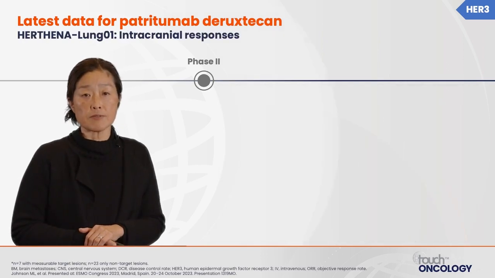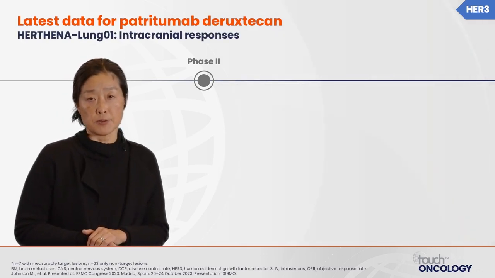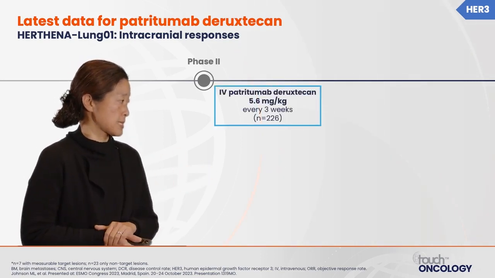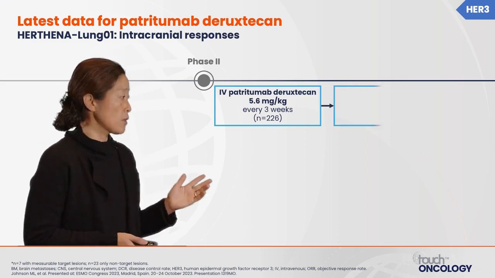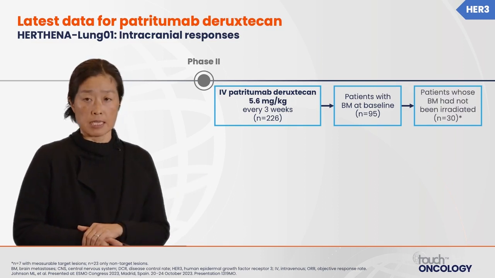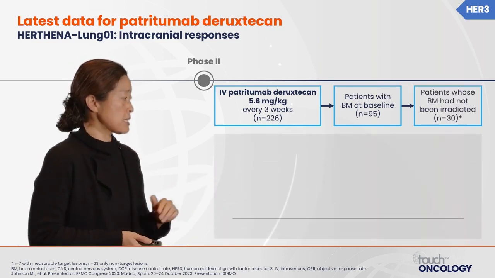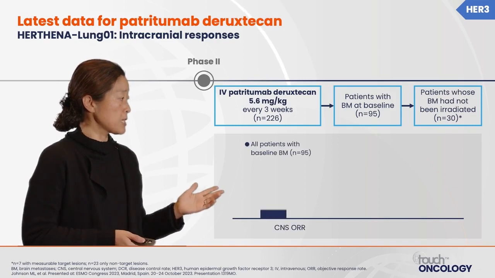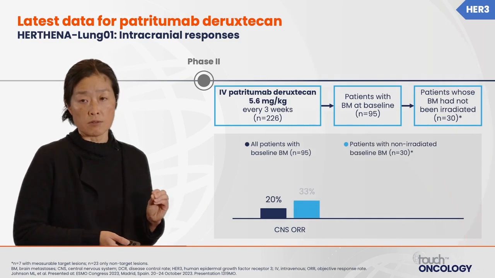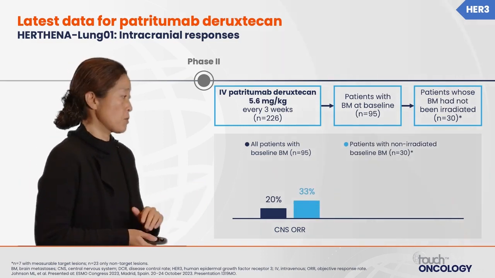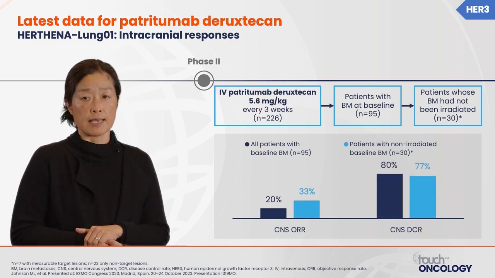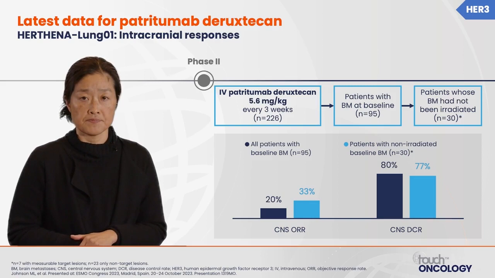We saw recently data regarding the intracranial responses in patritumab deruxtecan. And in the phase 2 study that looked at IV patritumab deruxtecan at 5.6 mg per kg, there were 95 patients who had brain mets at baseline. And among those, 30 had not had irradiation to the brain met. And we can see the CNS response rate down below. Among all patients with baseline brain mets, a 20% CNS response rate. Among patients with non-irradiated baseline brain mets, a 33% response rate. And again, the CNS disease control rate overall, very high, 80% and 77%.